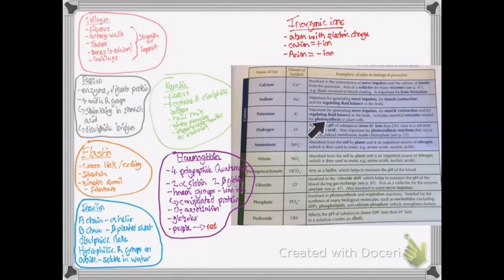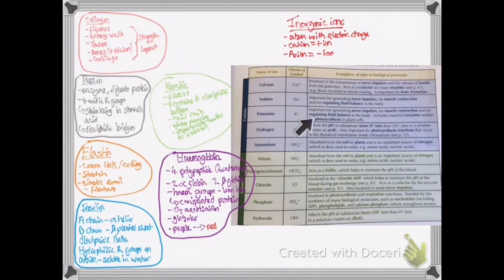Okay, so we've got calcium Ca2+, nerve impulses, acts as a cofactor, bone formation. You notice when we make the muscles contract, that's when we see calcium come in. We've got sodium, nerve impulses. You should know all about sodium influxes for action potentials. It's used for muscle contraction and regulating fluid balance.